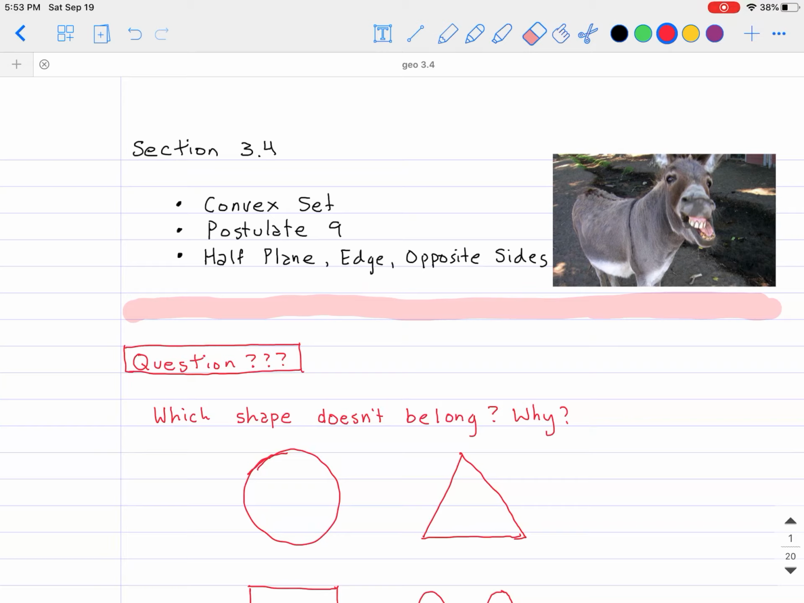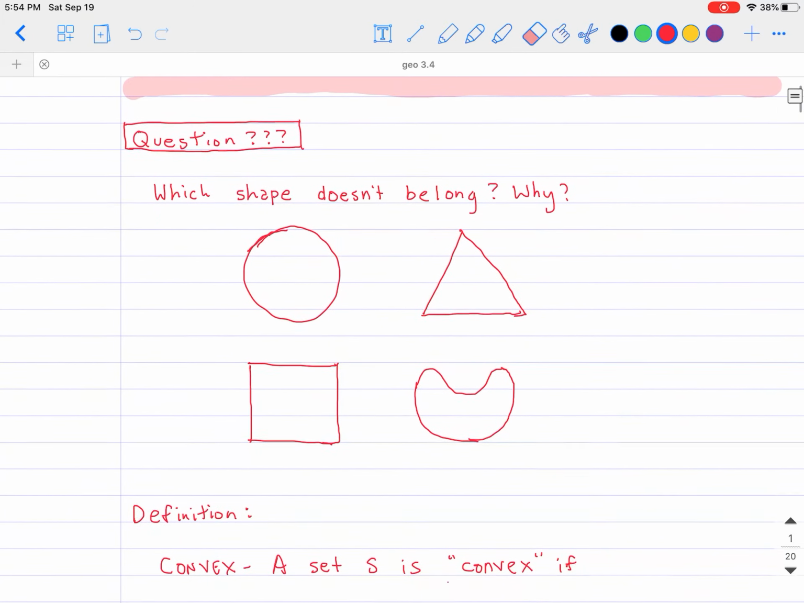As you can see on the right-hand side, I have a picture of a donkey because I am running out of pictures to actually put on the screen. So let's go ahead and get started.